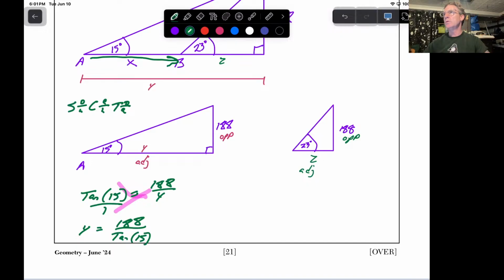which equals 701.6. So y is about equal to 701.6. Plug it in your calculators.